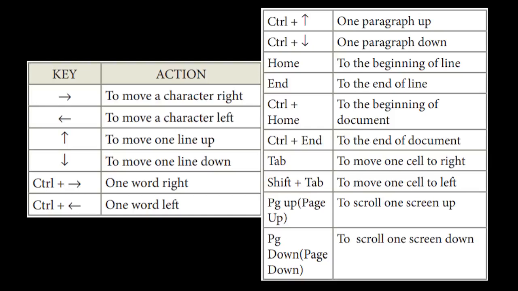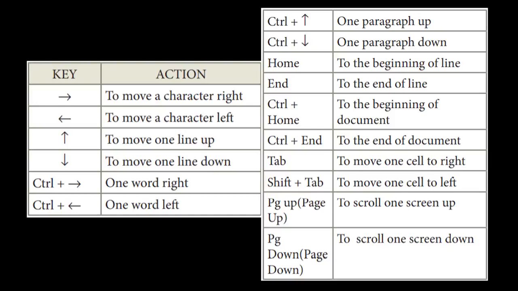To scroll one screen up, that means you are in page 2. If you want to go to page 1, you can just press Page Up, right? And if you want to go to page 3 when you are in page 2, you can just click on Page Down. This Page Up, Page Down and all will be on the keyboard, right?